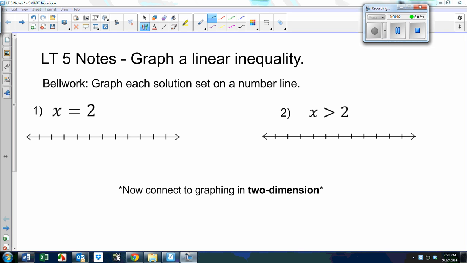Learning target 5, we're going to graph linear inequalities. And in learning target 4, we graphed a linear equality. So we're already used to graphing with slope and y-intercept. We're just going to make another connection with graphing an inequality.